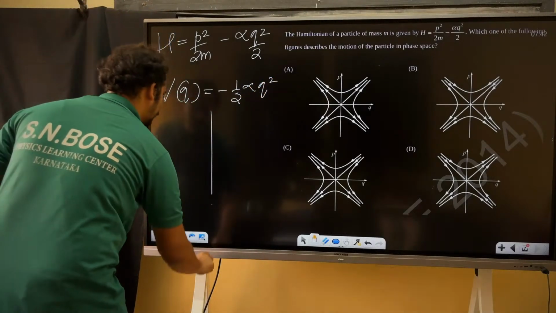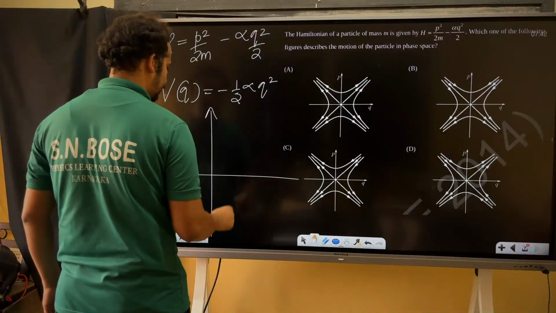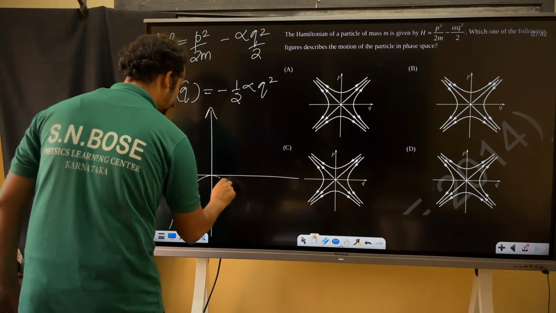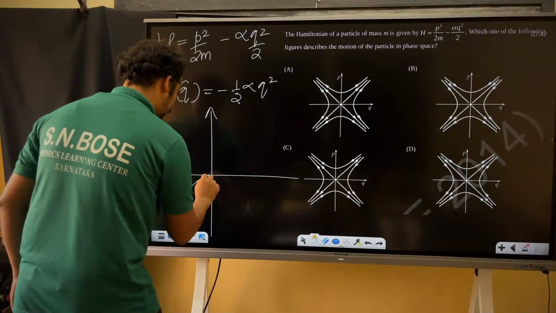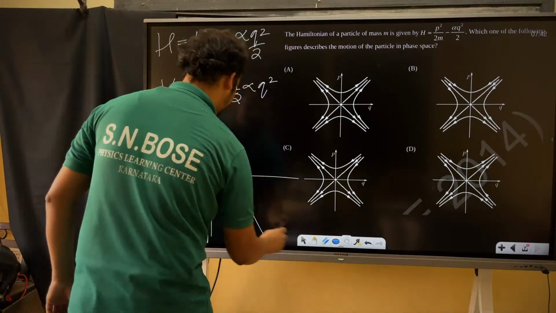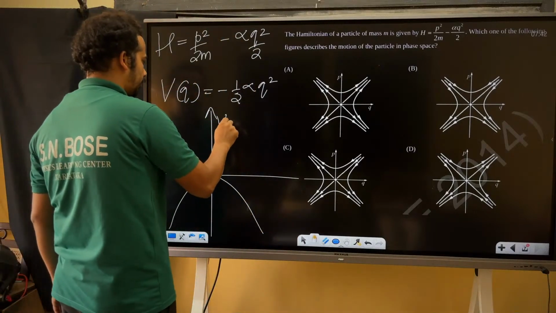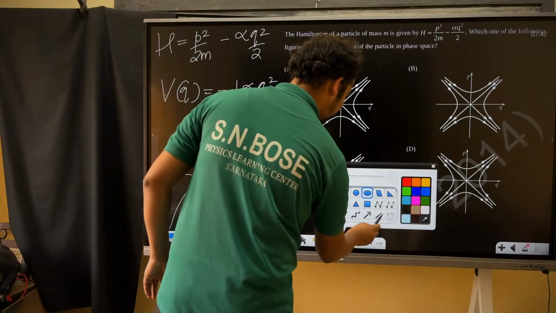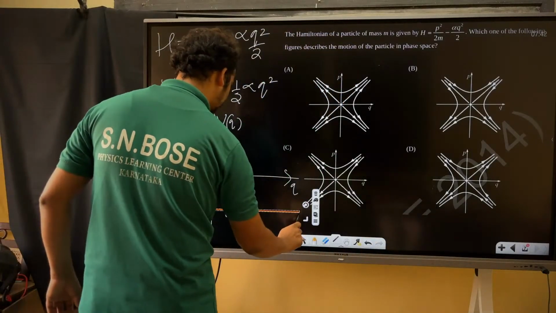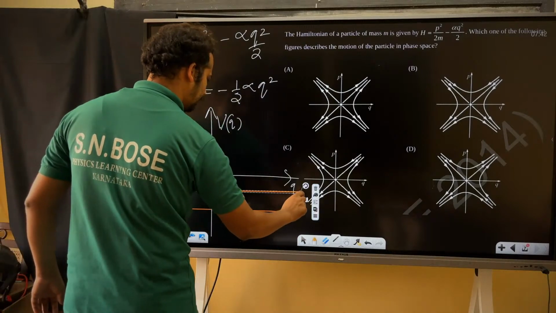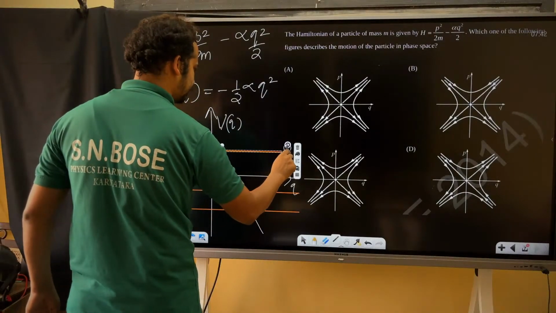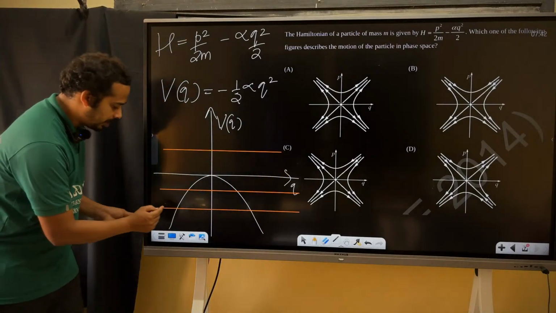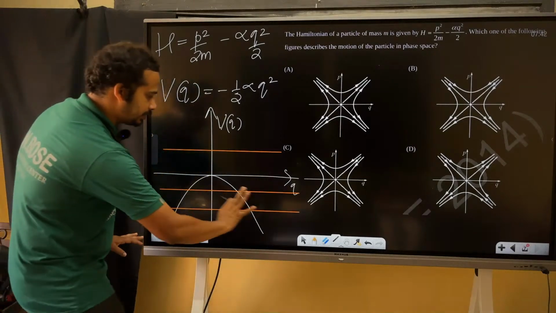What is this potential? If you draw this potential, it is a downward open parabola, isn't it? So if it is a downward open parabola, V of q as a function of q, it is unbound, am I right? Whatever energy you take here, suppose you take this energy or this energy, if you shoot the particle, it will come up to this point and it will go back. These are forbidden regions, am I right?